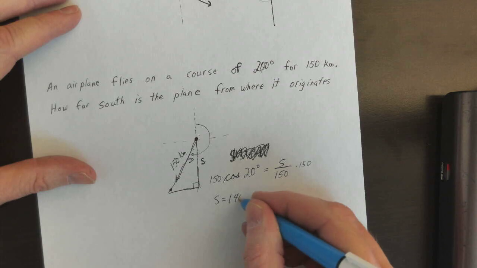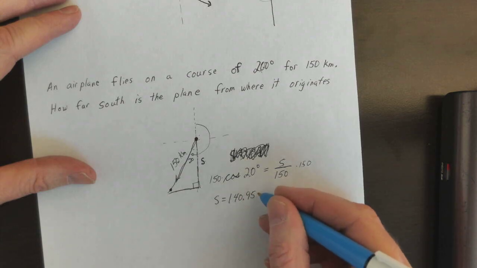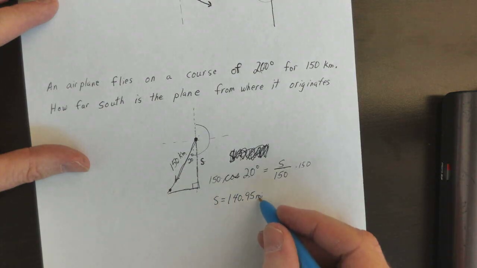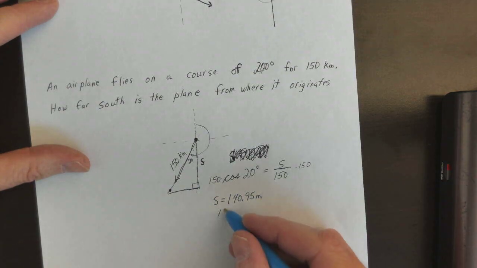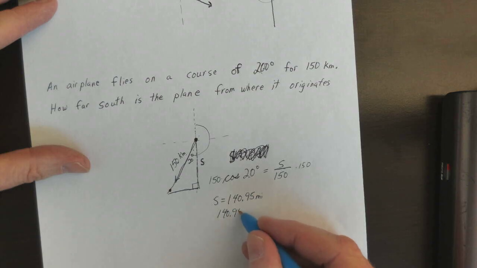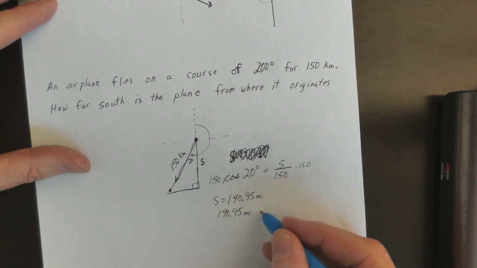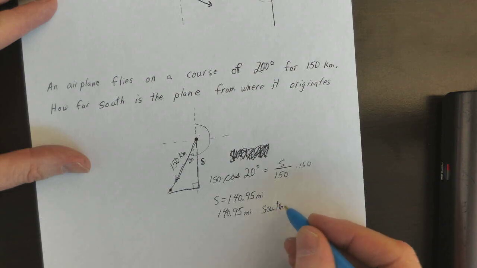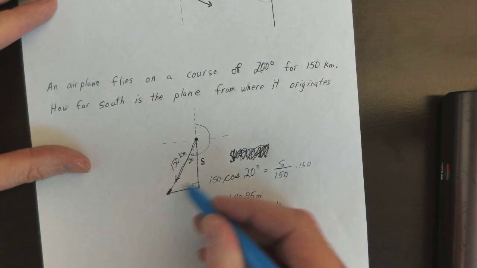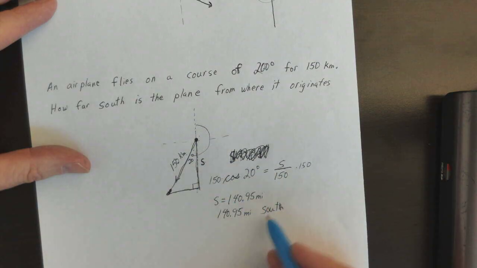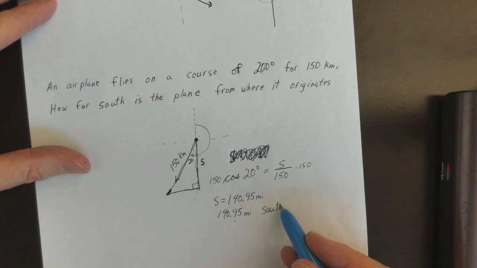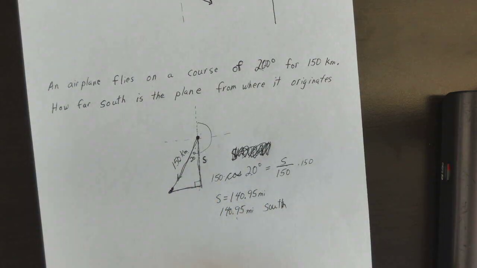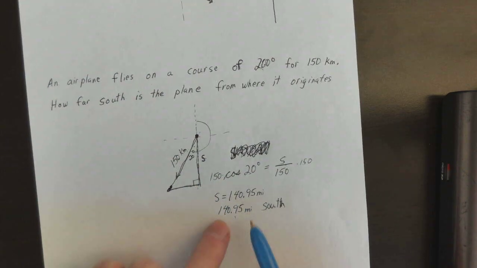So S is 140.95 miles. So the plane has flown 140.95 miles south. The plane is right here, but its southerly direction is 140.95 miles from where it was. Now, it's also west of where it was too, but it just asked for the southern.